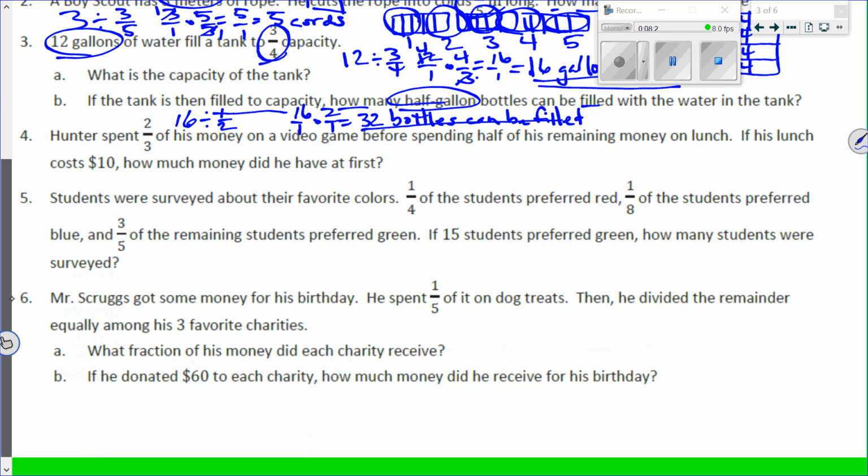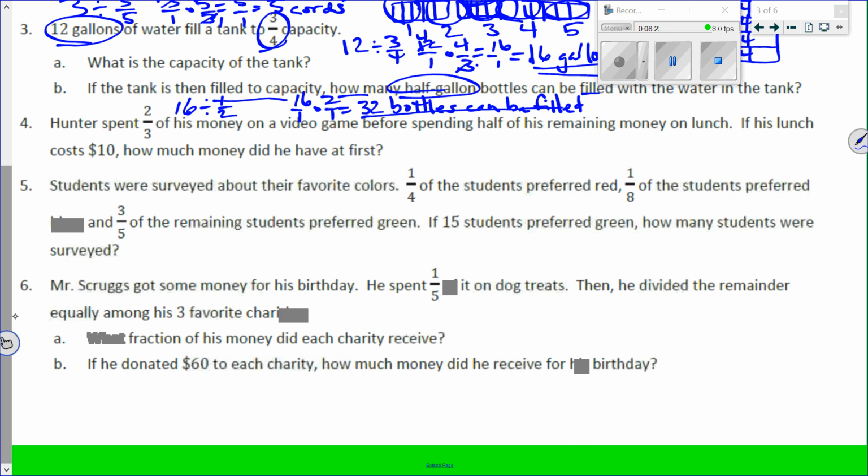Our next one is actually another really good one for a model, Genevieve. And this will help you understand what's happening. So Hunter spent 2/3 of his money on a video game before spending half of his remaining money on lunch. If his lunch costs $10, how much money did he have at first?